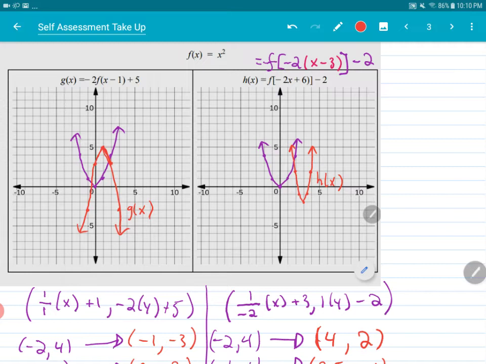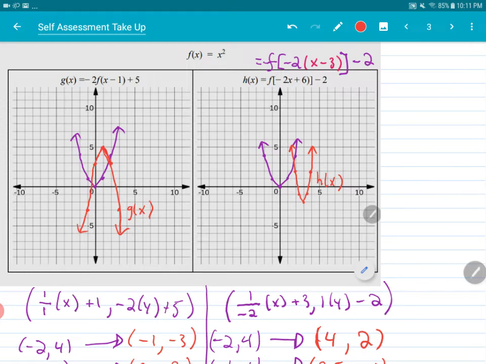So the reason I'm posting this here is so that you can actually just check your values to make sure that you graphed it properly and that it makes sense. So if we take a look at g of x here, you should have noticed that it was reflected in the x-axis, a vertical stretch, shifted to the right 1 and up 5 units. And based on the red image, that does make sense.